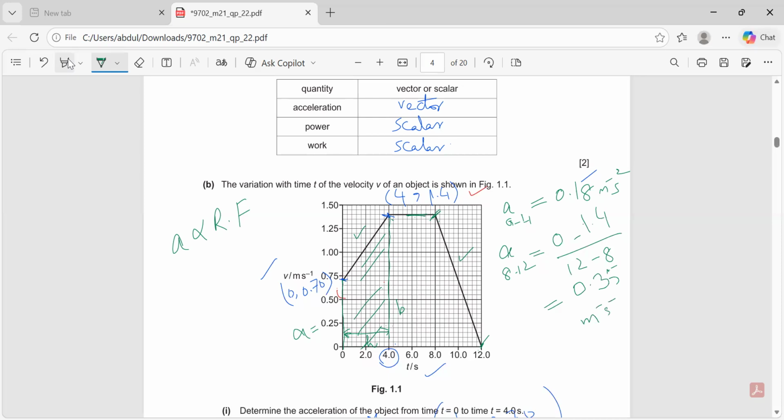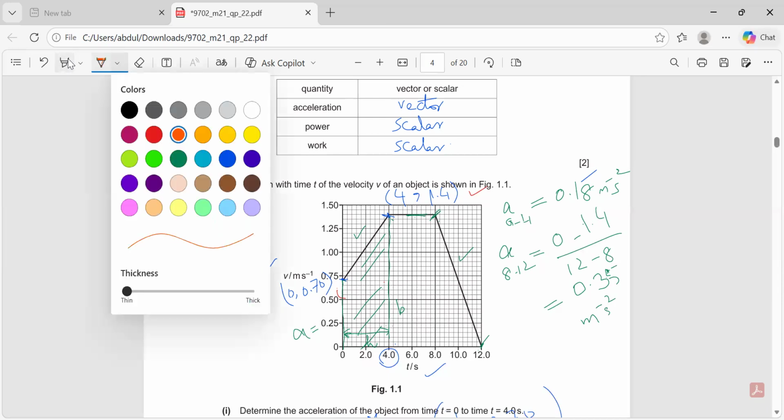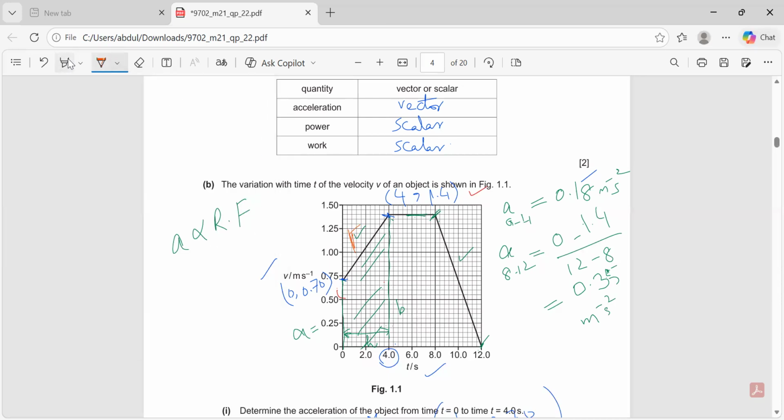0.35 meters per second square. Now, dear friends, see, 0.18 times 2 is 0.36 and it is 0.35. So it means acceleration is almost double. So, very important, if the force here is F in this section, then the force in this section will be 2F. Why? Acceleration is directly proportional to resultant force.